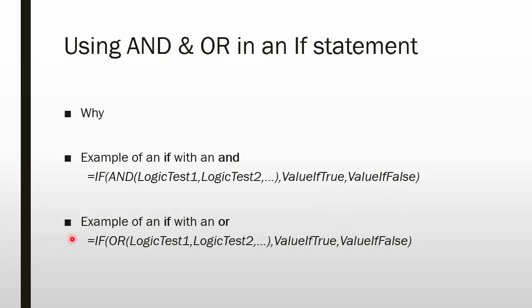The example for our if with an or looks very similar. We have equals if, open parenthesis for the if. Now instead of the and we have the or, open parenthesis. The series of logic tests for the or, close parenthesis. And here's the comma that indicates that we have just completed the logic test for the if statement, followed by the value if true, comma, value if false, closing parenthesis.